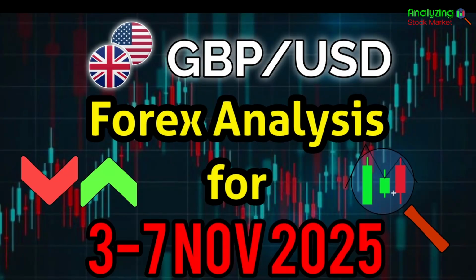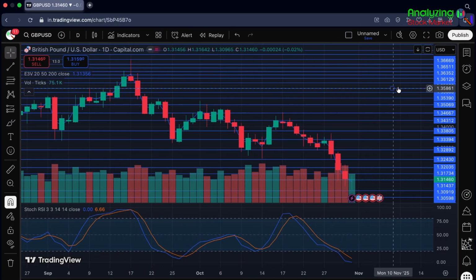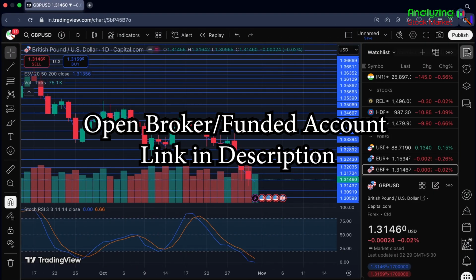So today we'll be talking about the GBP USD pair and we'll do the Forex analysis for 3rd to 7th November 2025. So let's go straight to our chart first. Let's check out the GBP USD pair on Friday. What happened on Friday? Here we can see a 0.02% negative move. 1.31460 was the closing on Friday.